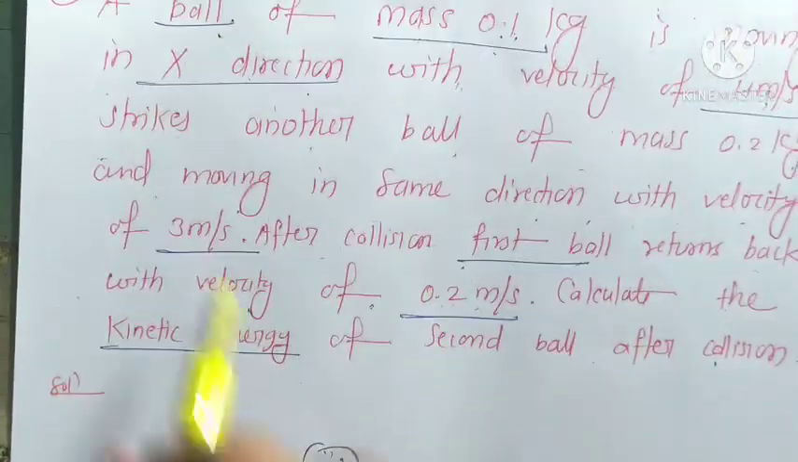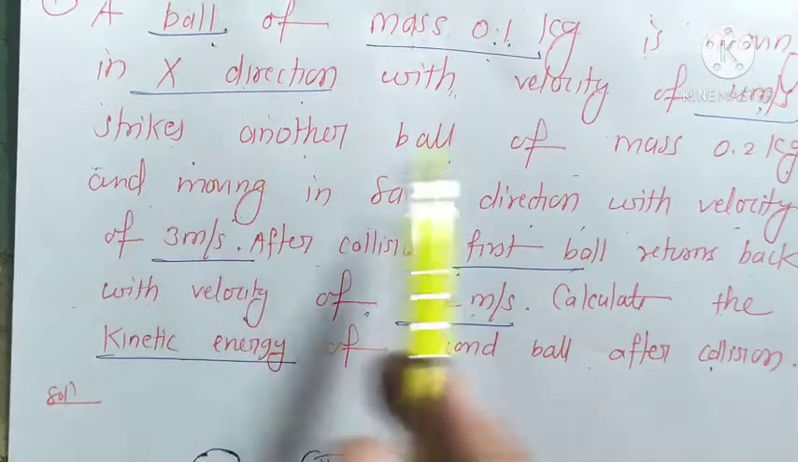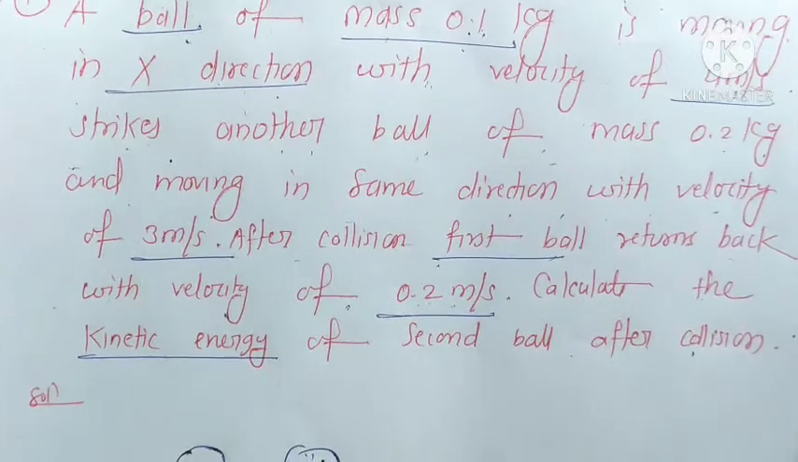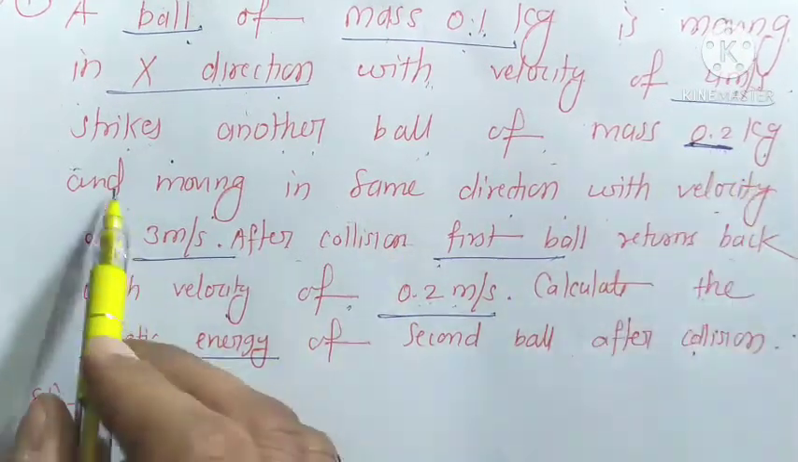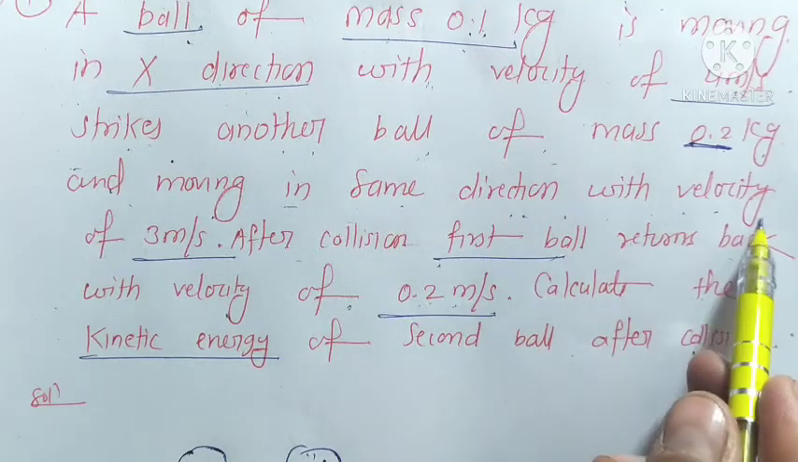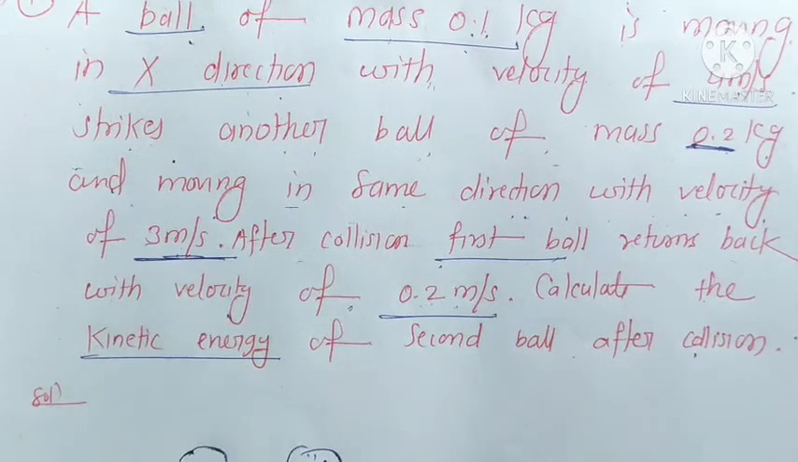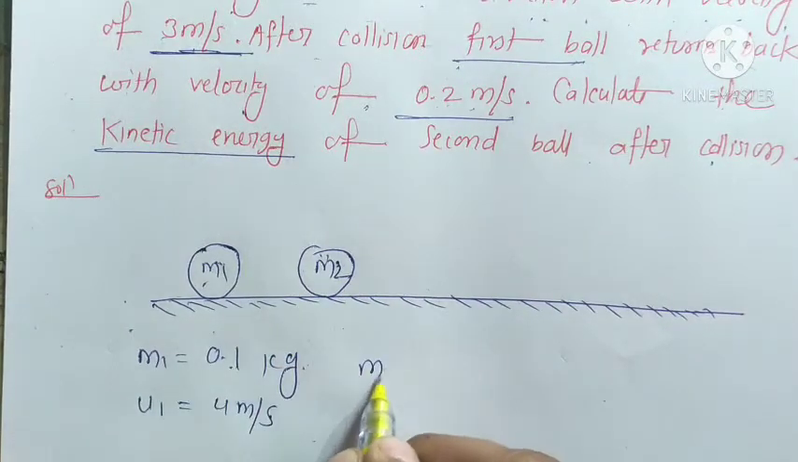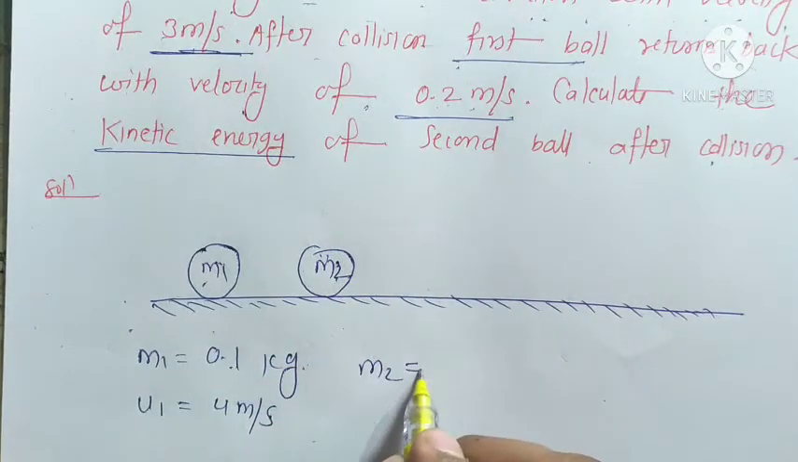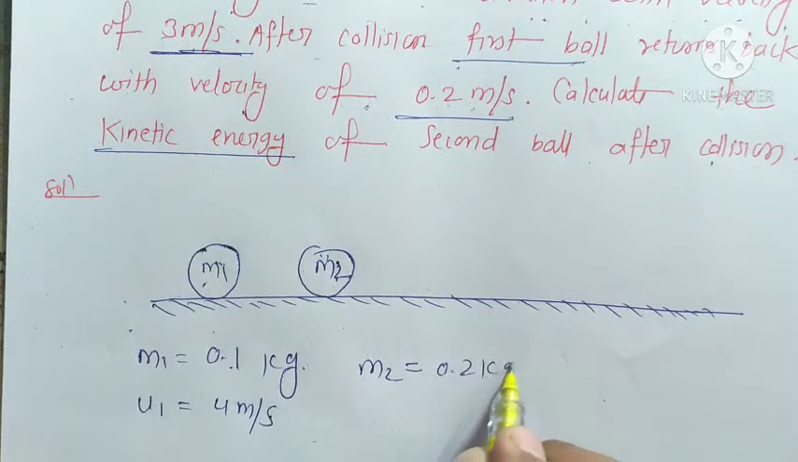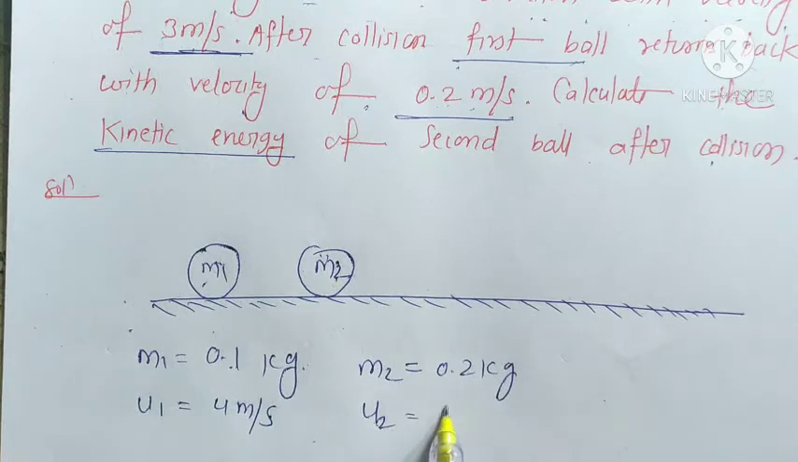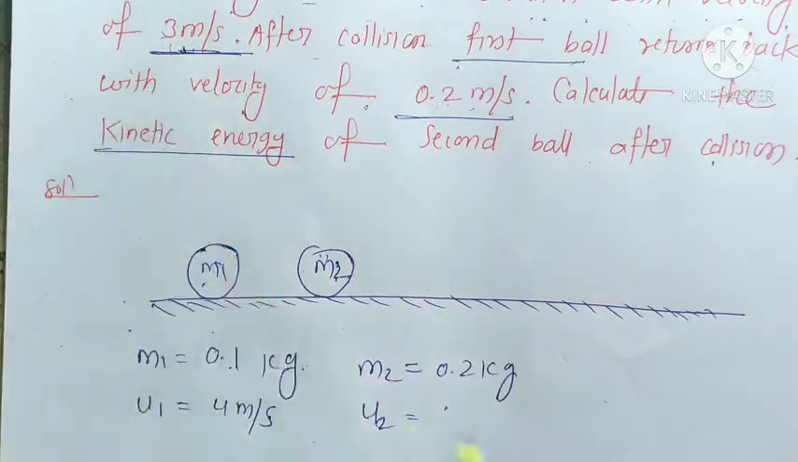The first ball strikes another ball. The second ball has mass 0.2 kg and is moving in the same direction with a velocity of 3 meter per second. So the mass of the second ball, m2, is equal to 0.2 kg, and the initial velocity of the second ball, u2, is 3 meter per second.